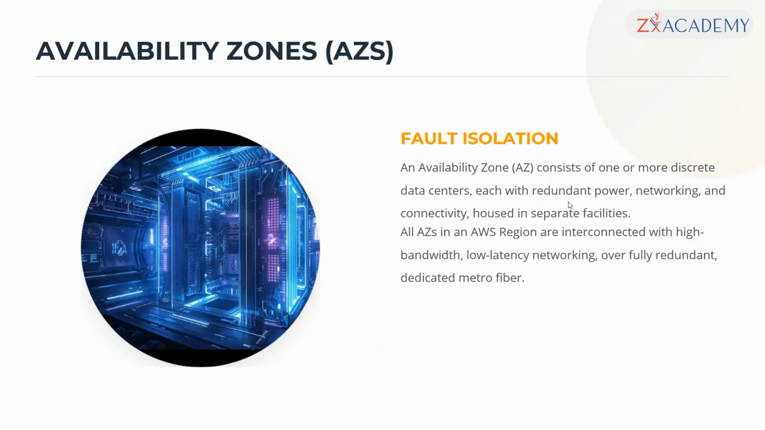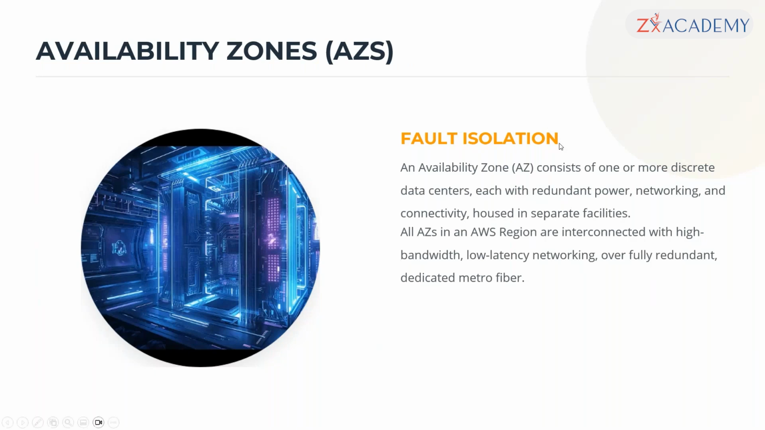So the connectivity also. These availability zones are interconnected. All the availability zones are connected. All AZs in AWS regions are interconnected with high bandwidth, low latency networking over fully redundant, dedicated metro fibers. Metro fibers are again fiber optic cables only, used to connect all these data centers and businesses together.